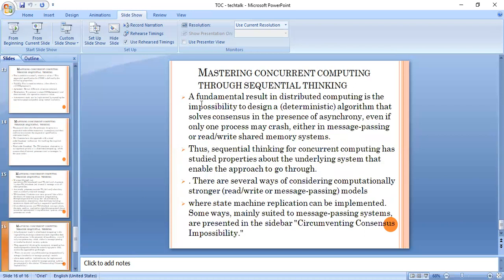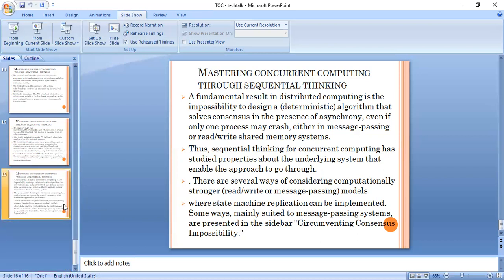A fundamental result in distributed computing is the impossibility of designing a deterministic algorithm that solves consensus in the presence of asynchrony, even if only one process may crash, either in message passing or read/write shared memory systems. Thus, sequential thinking for concurrent computing requires studying properties of the underlying system that enable the approach to go through. There are several ways of considering computationally stronger read/write or message passing models where state machine replication can be implemented. Some ways mainly suited to message passing systems are presented in the sidebar, circumventing consensus impossibility.